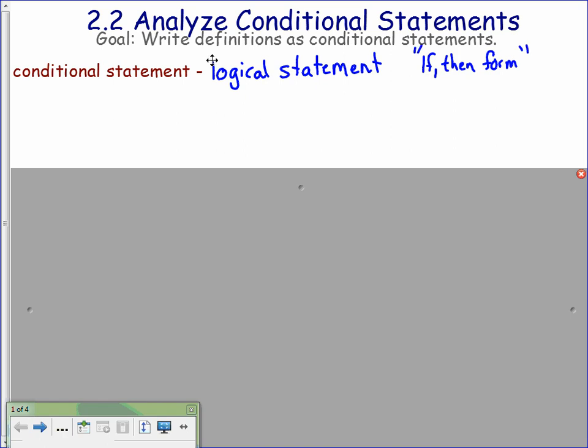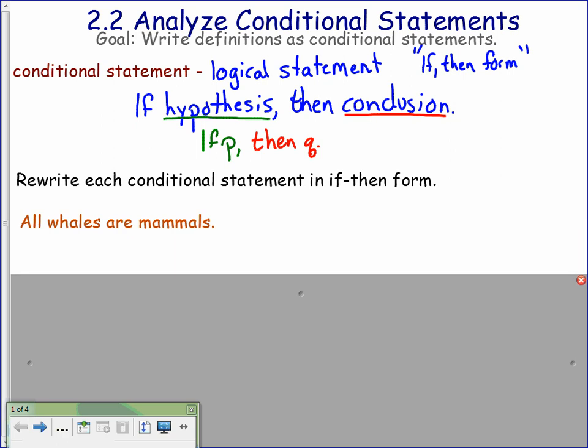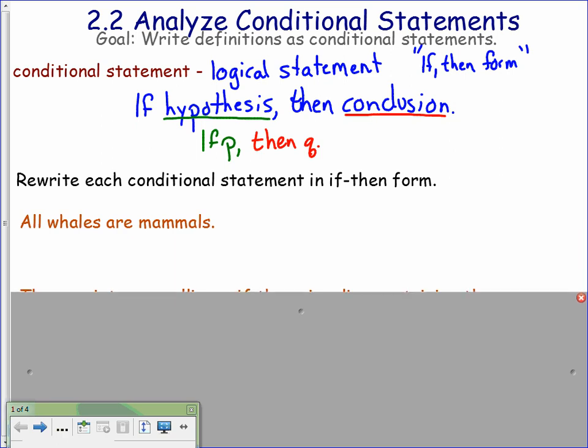How this goes is, if hypothesis, then conclusion. You'll also see the hypothesis called P. So you'll see this called if P, and your conclusion, sometimes called Q. So it would be if P, then Q. If hypothesis, then conclusion.